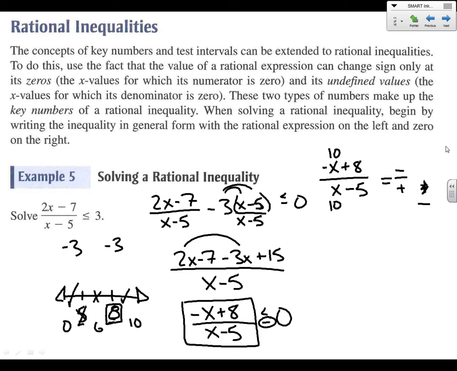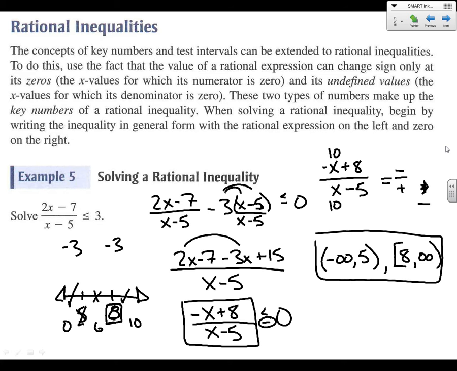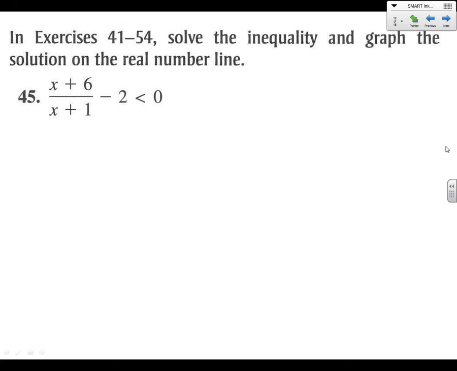All right. So slightly different answer here, just in terms of the parentheses. We're going to go negative infinity all the way up to 5, but we don't want 5, so parentheses. But then we do like the 8, so bracket to infinity would be our final answer. So just be careful with your parentheses slash brackets here.